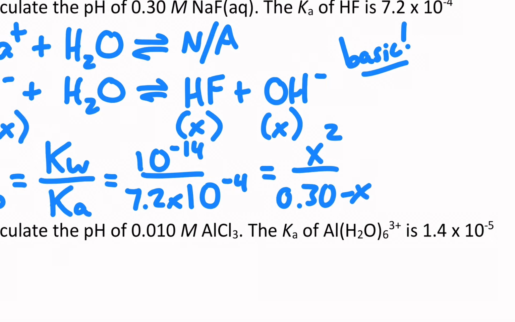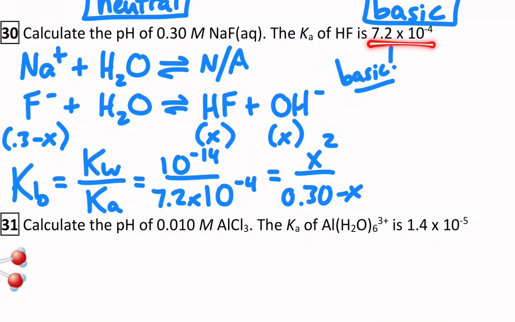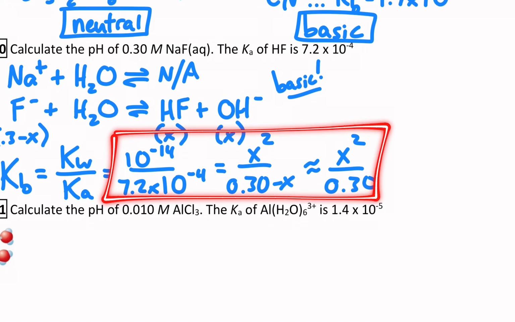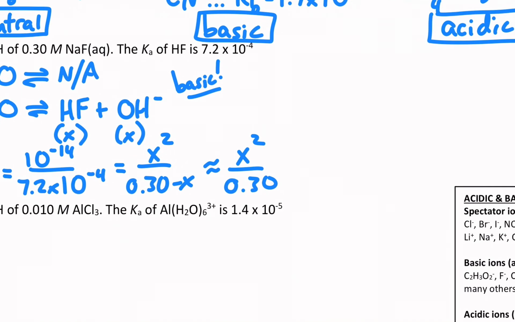And as we've done many times, this is a weak acid with a small dissociation, so we're going to assume that it doesn't dissociate much compared to the original 0.3 molar and set this roughly equal to x squared divided by 0.30. That way we don't have to worry about solving a quadratic, or at least a more complicated quadratic. So there's our mathematical expression. We can just do the math.